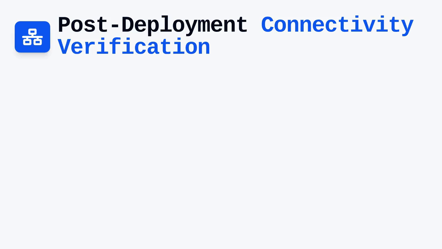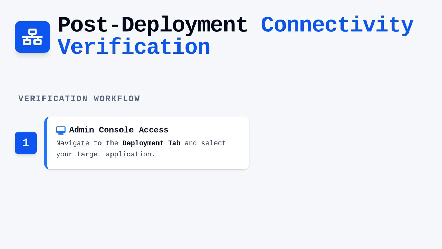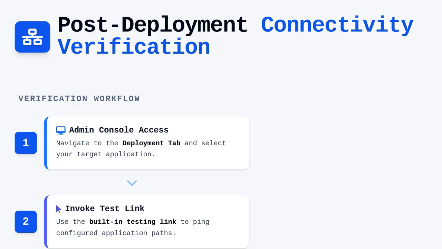The quickest way to verify basic connectivity after a deployment is by utilizing the built-in test utilities available directly within the WebLogic Administration Console. Once an application is deployed and distributed across your managed servers, the console provides mechanisms to test the web context by invoking specific endpoints. You should navigate to the Deployment tab, select your target application, and utilize the built-in testing link to ping configured application paths. This action verifies that the container has correctly mapped the servlet context and that the interface is returning the anticipated HTTP status codes.